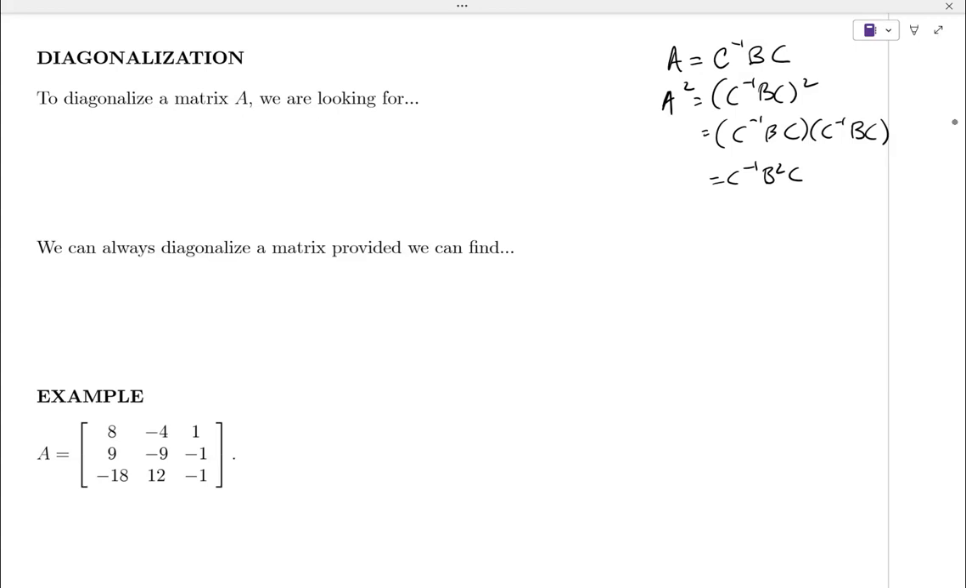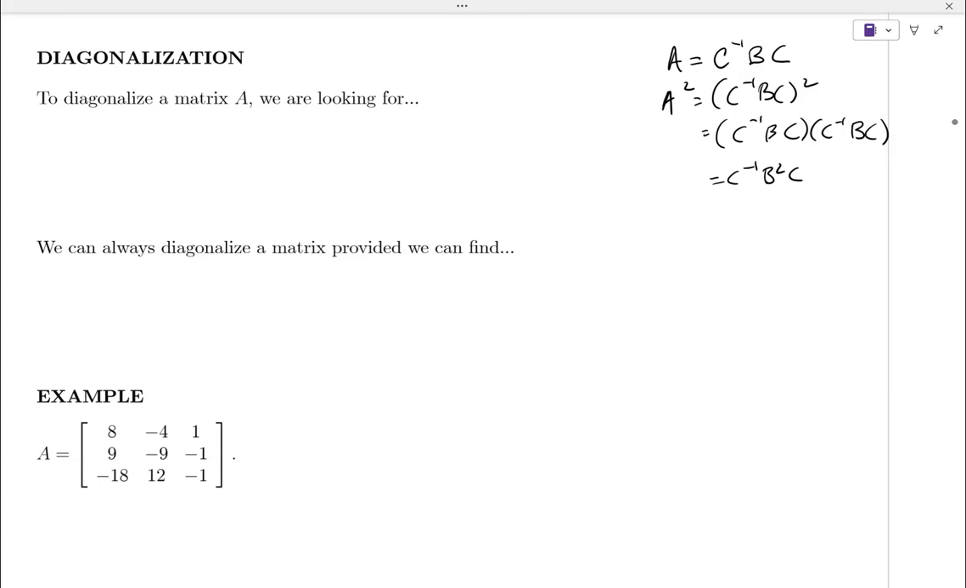Agreed? Okay. So when you've got positive integer powers on the A, and I have a matrix that's similar to it, I can just do positive integer powers on that thing that's in the middle, and then multiply by the C inverse and C on the outside. Okay. Why do I care? Well, let's think about it.